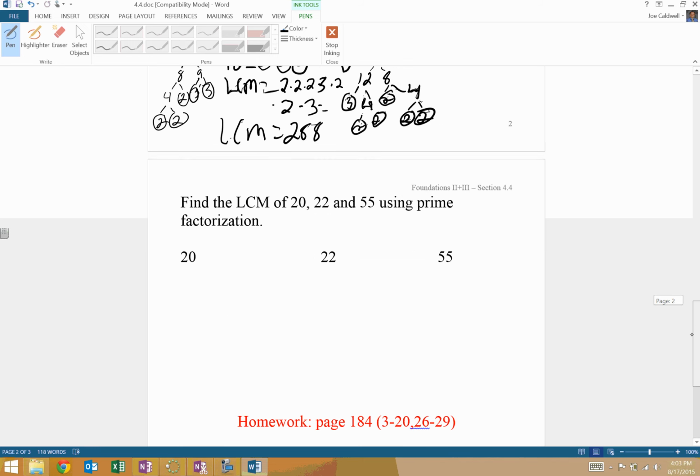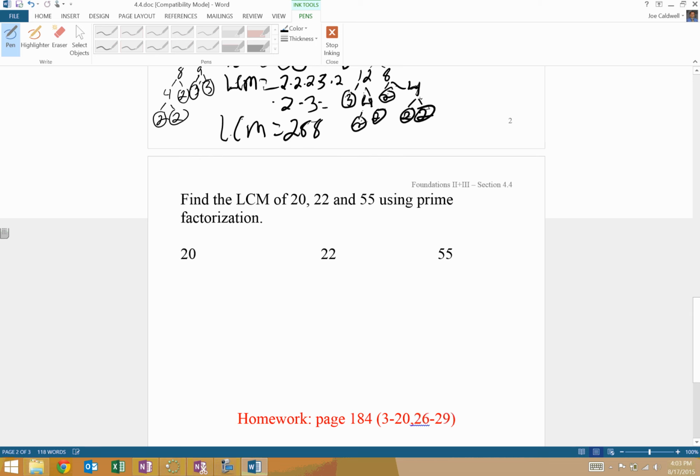All right, number 3 is a little more tricky here. First things first, get your factor trees: 2, 2, 5. I tried to make them fairly easy for you today.